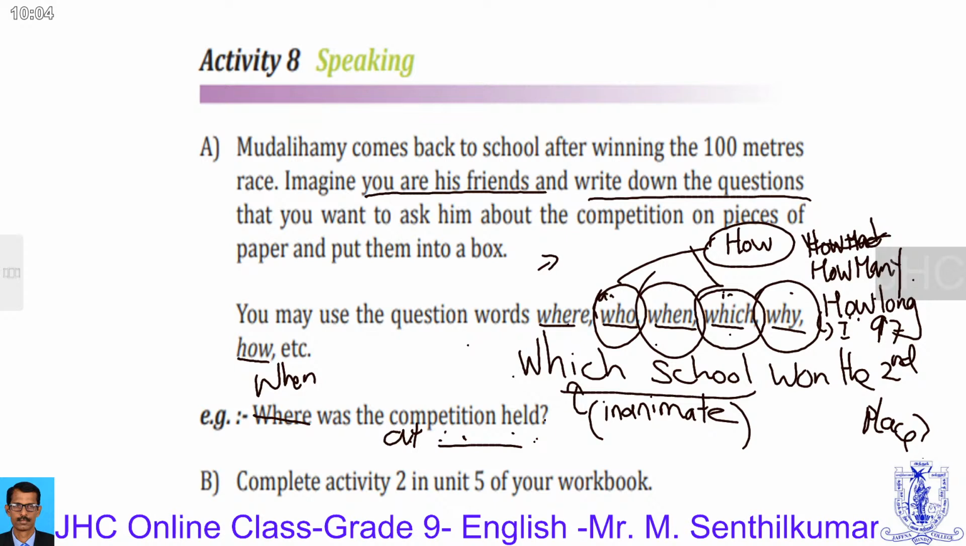Have you understood that? So, these are the question words: who, when, which, why, how, where, right? These are the question words. You are going to make questions. A little bit, is it clear? You write the possible questions, and write your answers. You take your friend's part and complete those questions. If you write more questions, doesn't matter. Write it.